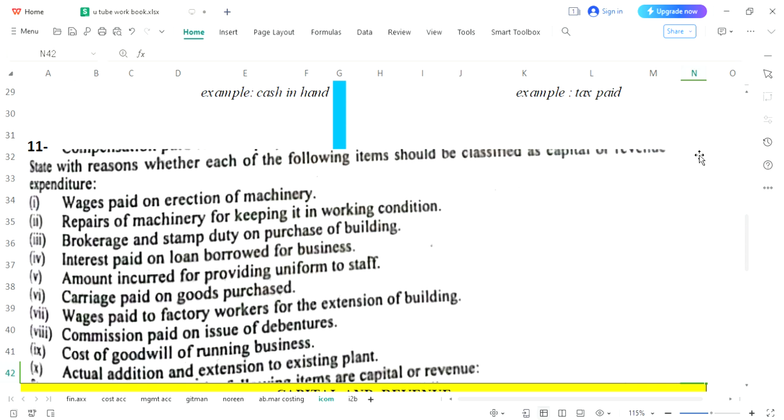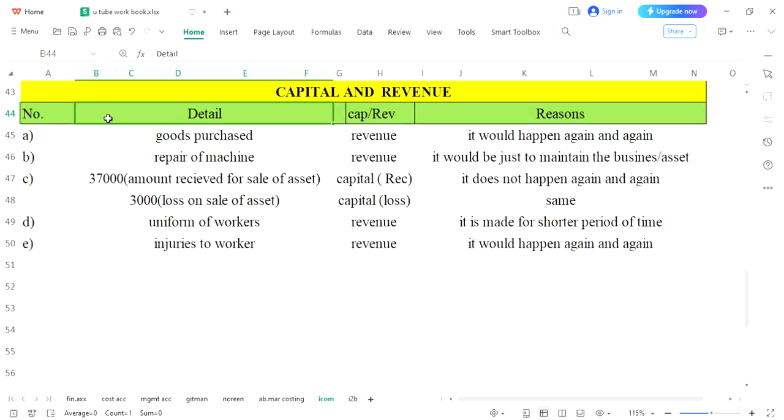Today's target is to solve question number 11. The chapter we are related with is capital and revenue. You can see this question is a little different, and instead of 5 entries, 10 entries are present over here. So it means we'll have to start the question directly. This is the previous question. Let me erase it first.